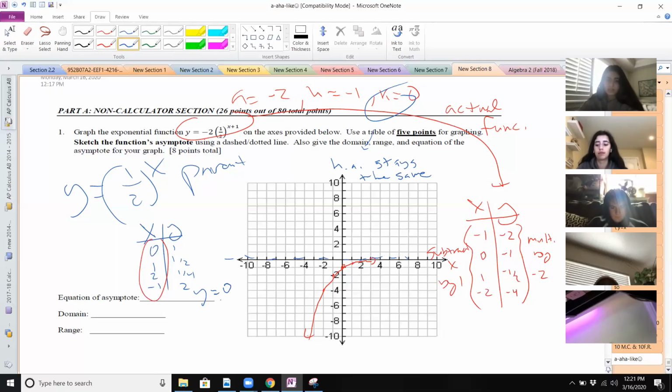Now, domain, is the domain all real numbers? Raise your hand if you think so. Yep, good. Okay. Domain's all real numbers.